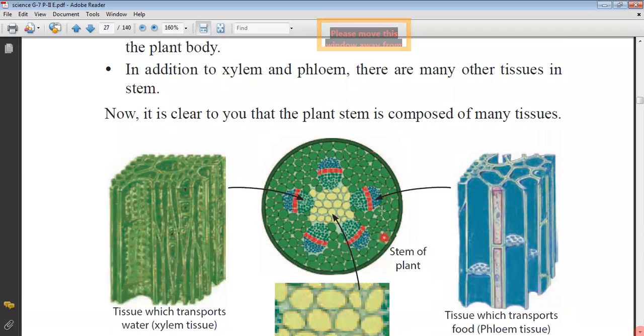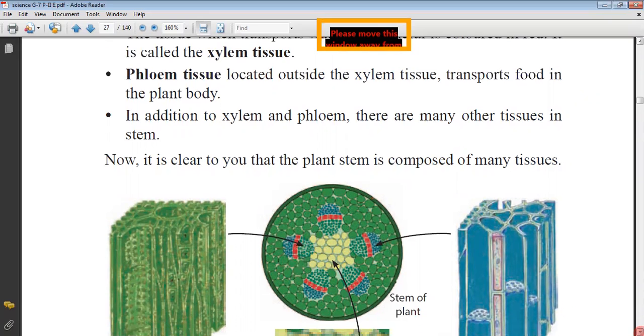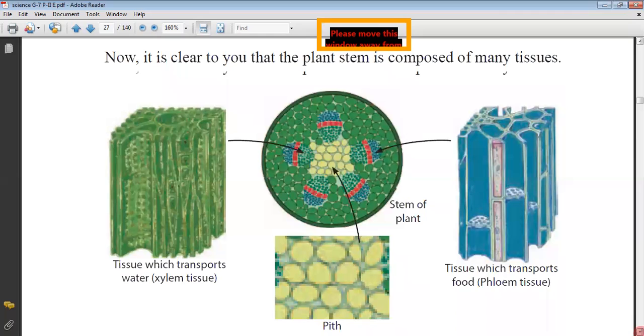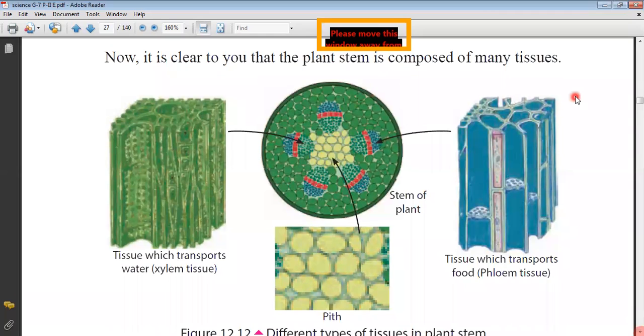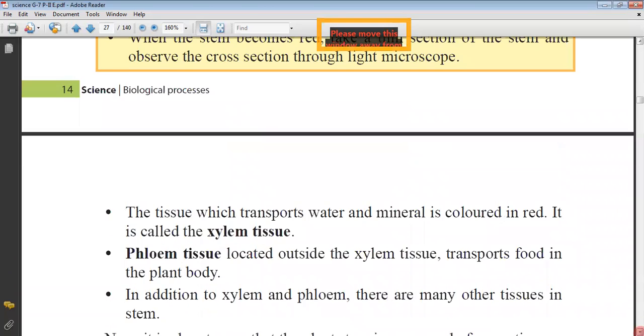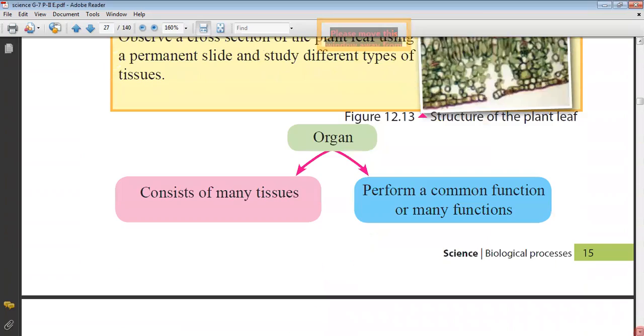Here we can see this is the phloem tissue. It transports food around the plant. And this is the xylem tissue. It transports water and minerals. In addition to xylem and phloem, there are many other tissues in a plant stem. Now it is clear to you that the plant stem is composed of many types of tissues.